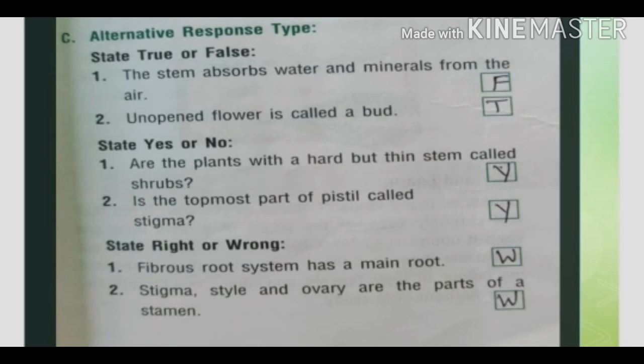Now state yes or no. Are the plants with a hard but thin stem called shrub? Answer is yes. The shrub plants have hard and woody thin stem. Second is the topmost part of.